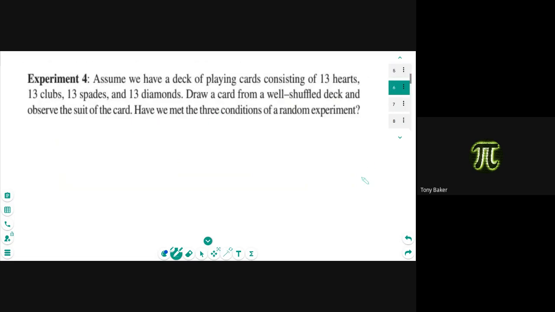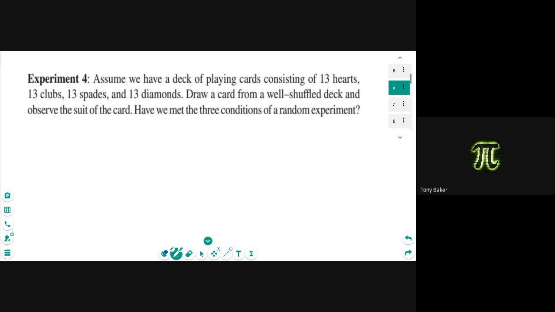Assume we have a deck of playing cards consisting of 13 hearts, 13 clubs, 13 spades, 13 diamonds. So a deck of cards has 52 cards. There are 4 suits: hearts, clubs, spades, and diamonds. 2 of them are black, clubs and spades. 2 of them are red, diamonds and hearts. The cards are 1 through 10, and then Jack, Queen, King, and Ace.